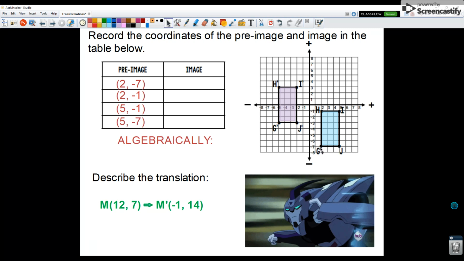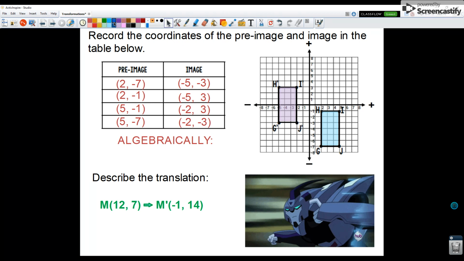Now we can look from G to G prime. It went from (2, -7) and is now located at (-5, -3). H moved from (2, -1) and is now located at (-5, 3). I moved from (5, -1) and is now located at (-2, 3). And J went from (5, -7) and is now located at (-2, -3).